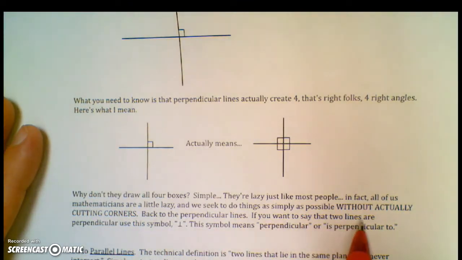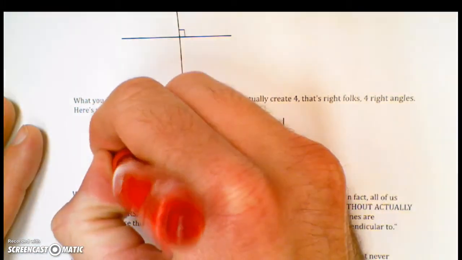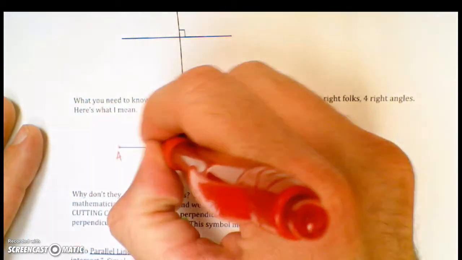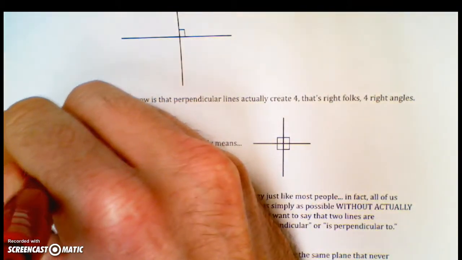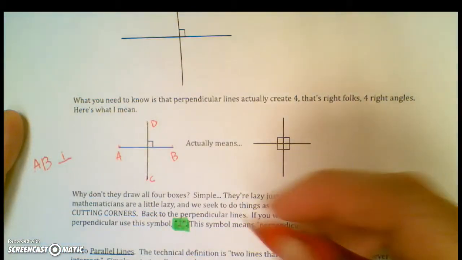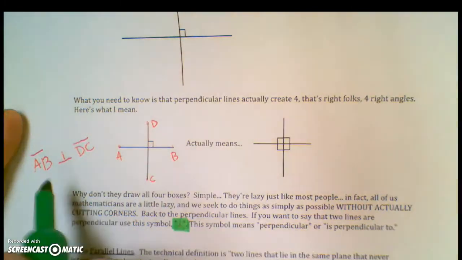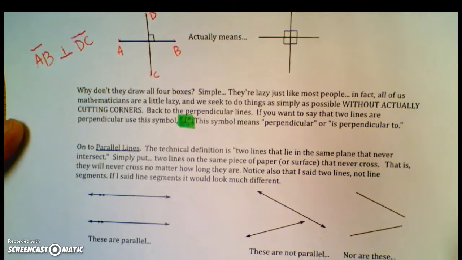If you want to say that these two lines are perpendicular, you use this symbol, which looks like an upside down T. This symbol means perpendicular or is perpendicular to. So if I knew the names of these lines, for example, let's say this was A, B, and C, D, put little dots on there for being points on those lines, or those segments. I could say AB is perpendicular to DC. So if I see that symbol, that tells me that it means perpendicular. They form right angles.